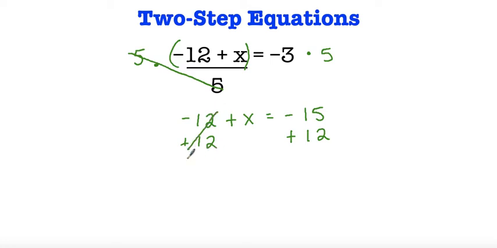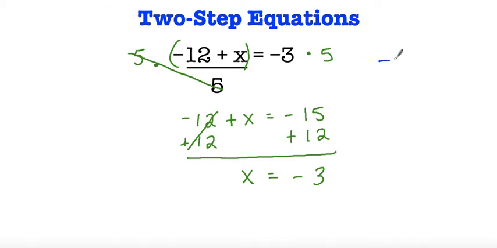And so these cancel out. So on the left side, I'm left with x equals, so here I have negative 15 and positive 12. The signs are different, so I'm going to subtract and keep the sign of the bigger number. So 15 minus 12 is 3. The number with the greatest absolute value is negative 15, so I'm going to keep that sign. And so once we have our answer, we could go back and check.